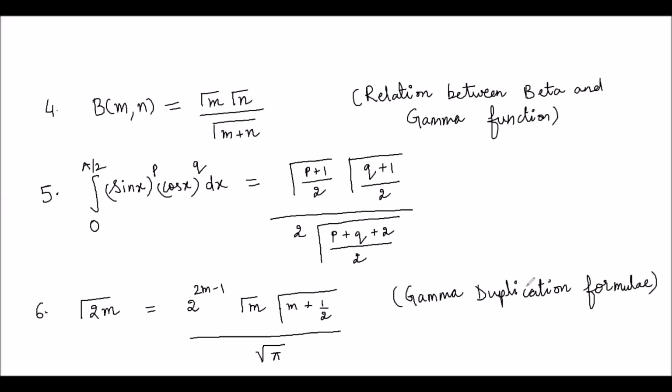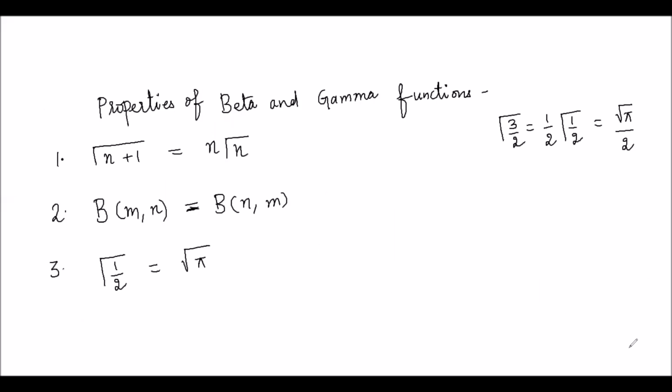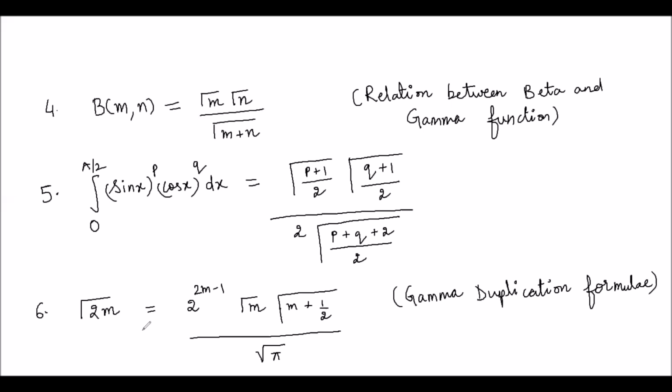Why are we calling it duplication? Because you can see here on the left hand side we have 2m, and on the right hand side we have m. Gamma of 2m on the left hand side, and gamma of m on the right hand side. So all these properties, the third, fourth, fifth, sixth properties, are very important because these will be used while doing the problems based on beta and gamma function. And we will be discussing the proofs of these properties also, how we can establish this relation between beta and gamma function, how we can prove this result about the integral, how we can prove this gamma duplication formula.